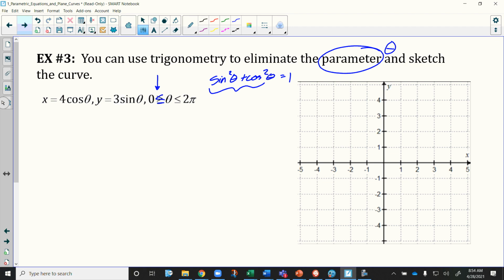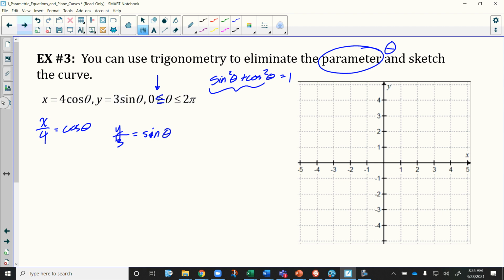So here, that means we're going to wind up with x over 4 equal to cosine of theta, and y over 3 would be equal to sine of theta. Okay, so we have sine and cosine by itself now, but in order to use the trig identity, we have to square them. We have to have sine squared and cosine squared, so we're going to go ahead and square these.